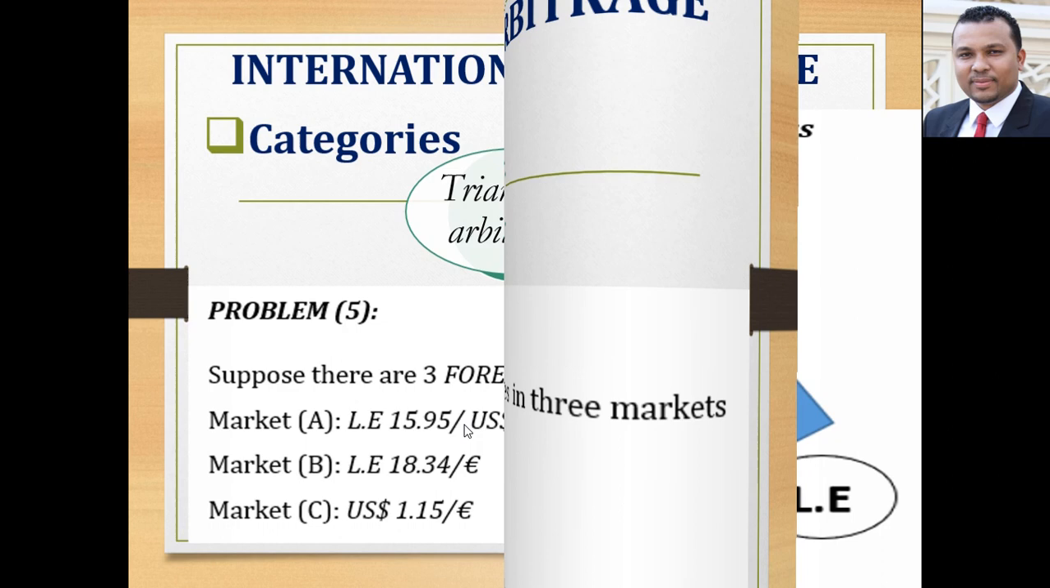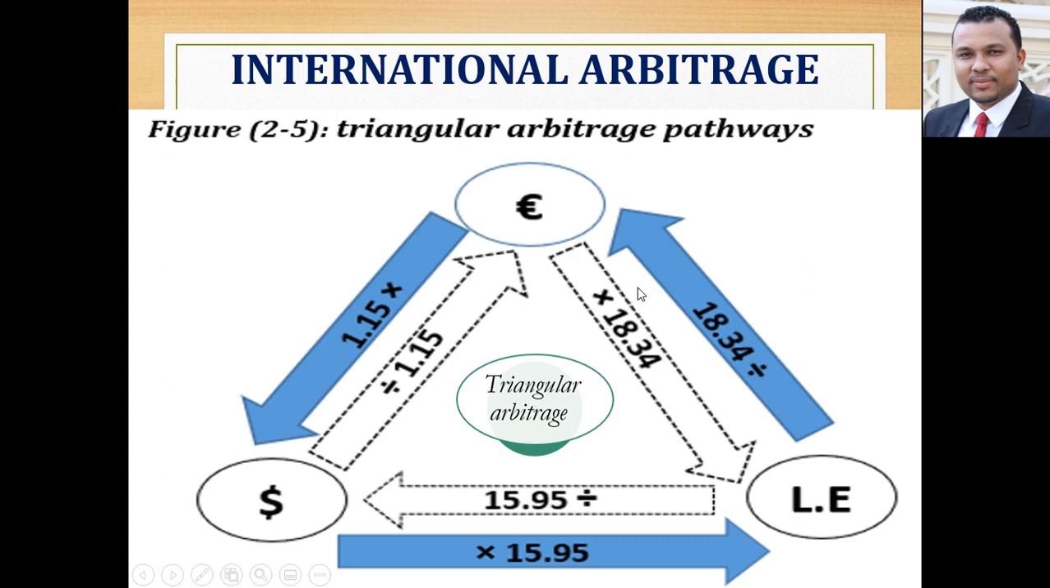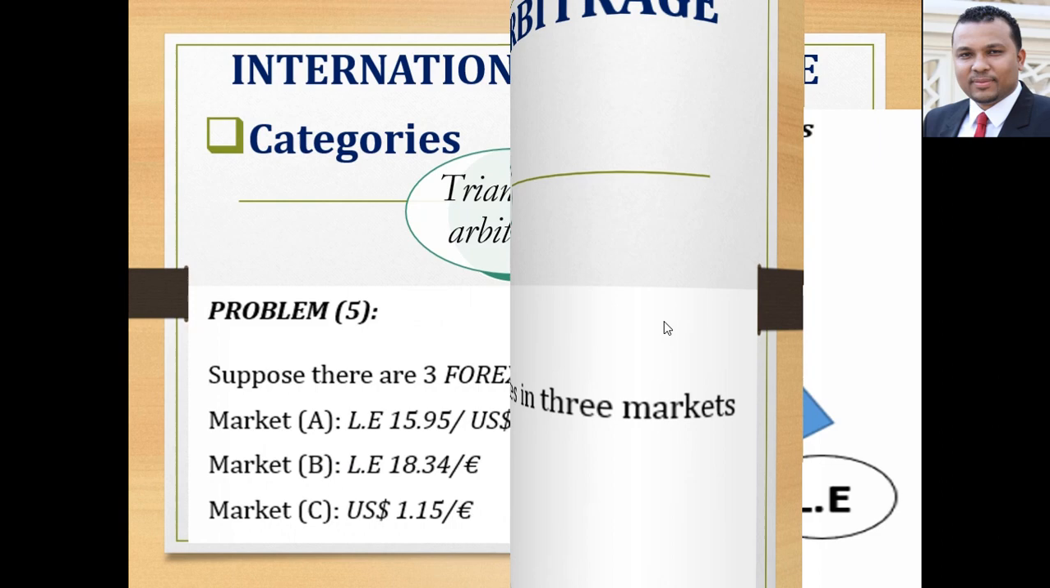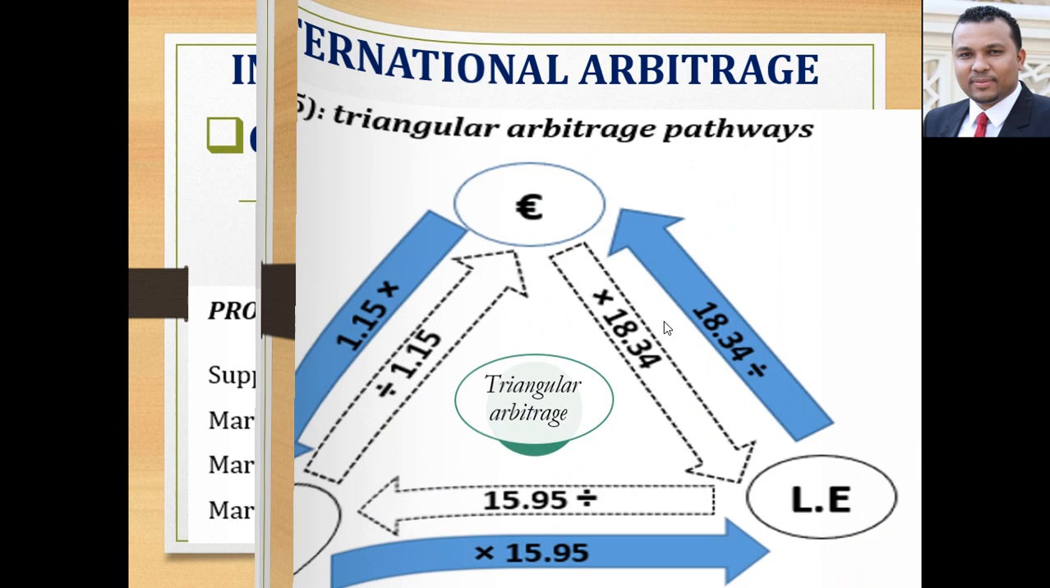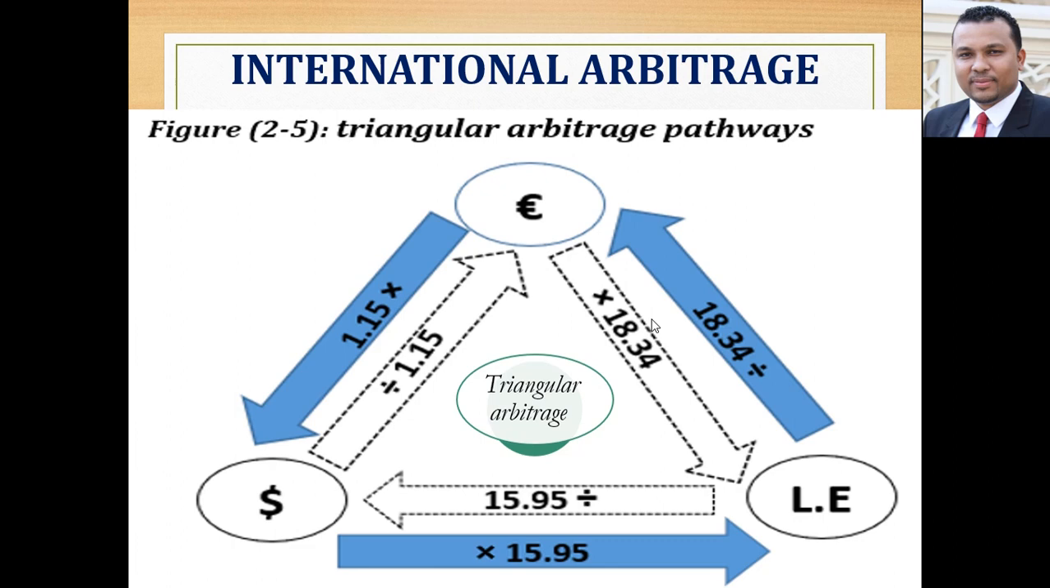You can use a graph like this, our simple graph. We will draw three circles with three currencies: for example, a circle for euro, a circle for Egyptian pound, and a circle for US dollar. We will use the published forex rates to convert from one currency to another. But take care, how many pathways are there for our triangular arbitrage? Two, only two. We will check the two sides for triangular arbitrage pathways.